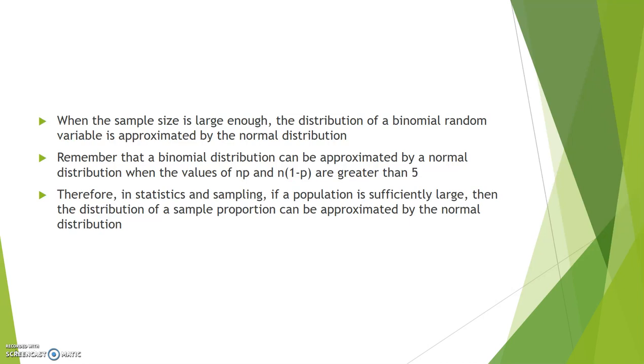The same thing can happen in statistics and sampling. If the population in a question is sufficiently large, then we can use the normal distribution to approximate probabilities in a binomial distribution. And this approximation is done using the TI Inspire CAS calculator.